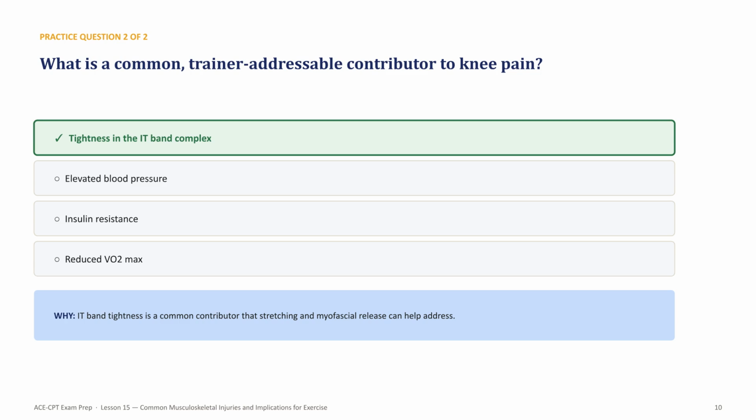The correct answer is tightness in the IT band complex. Here's why. IT band tightness is a common contributor to knee pain that stretching and myofascial release can help address. The other 3 options are real health markers, but they're not the direct, mechanical, trainer-addressable contributor to knee pain that this question is asking about.